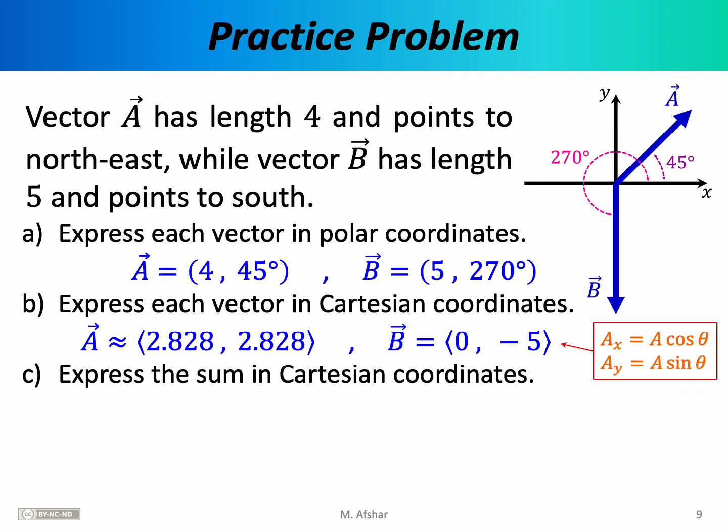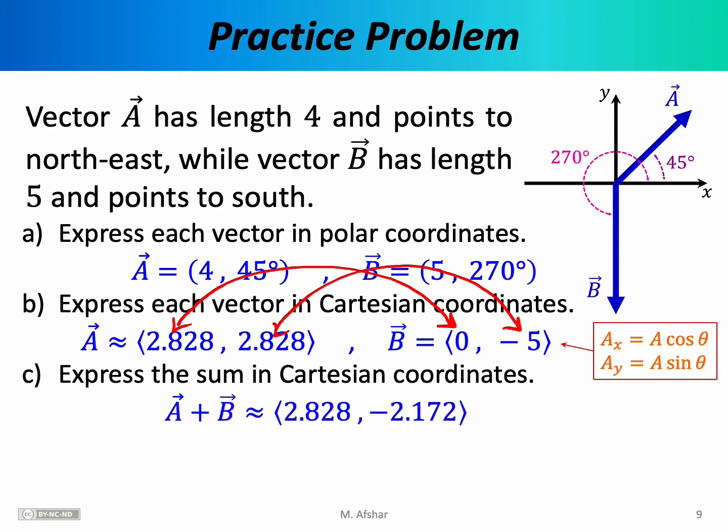Part C asks us to express the sum in Cartesian coordinates. So we now need to do some arithmetic. We need to add vectors A and B and express the results in Cartesian coordinates. Since we already have each vector in Cartesian coordinates, finding the sum is easy. We just carry out component-wise addition. So we take the 2.828 and we add it to 0, and we take this other 2.828 and we add it to minus 5, and the result is going to be 2.828 in the x direction and minus 2.172 in the y direction. So this is the Cartesian representation of the sum of these two vectors.